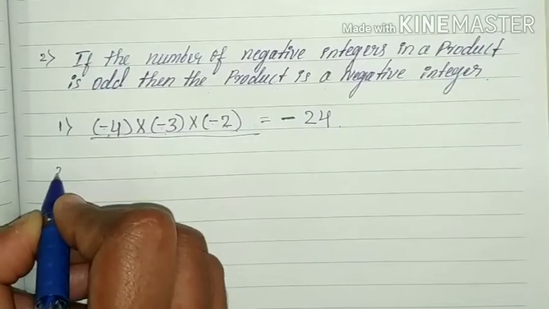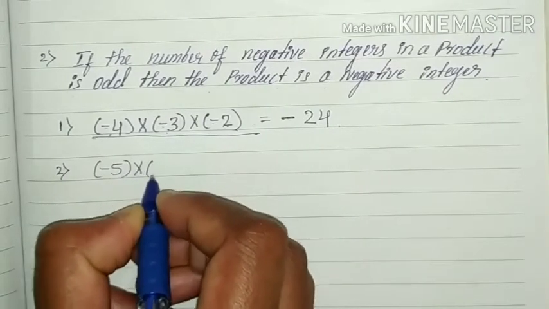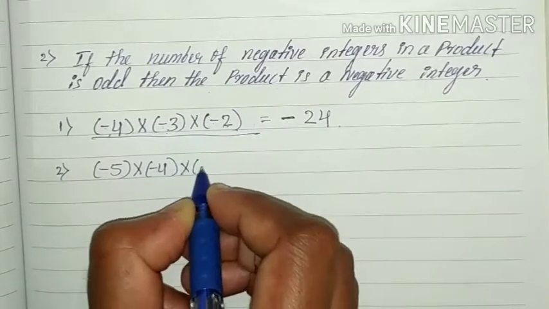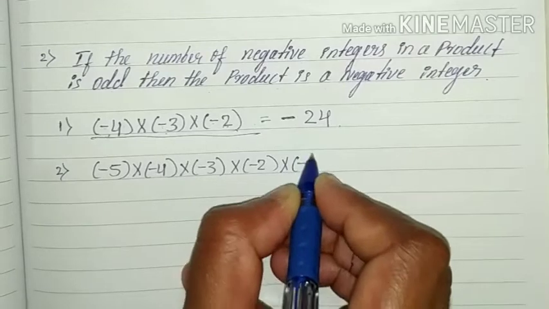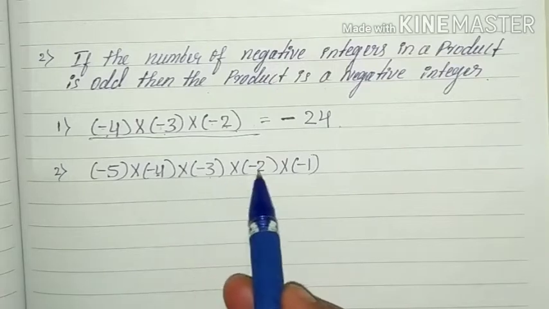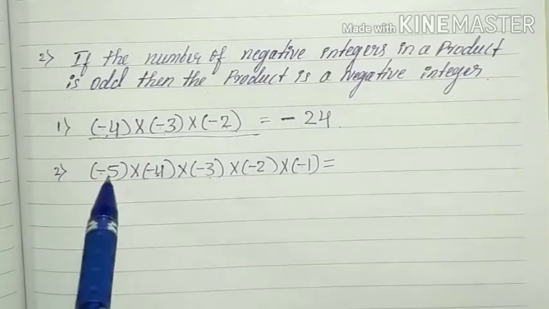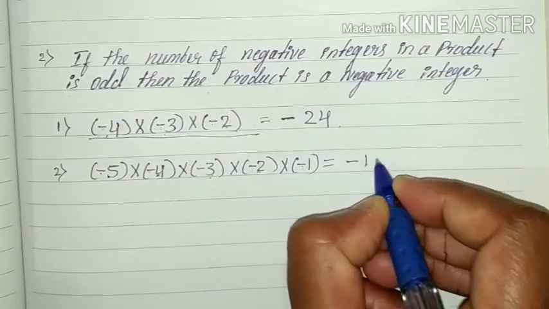Next we'll take another odd example. Minus 5 into minus 4 into minus 3 into minus 2 into minus 1. Here how many negative integers are there? 1, 2, 3, 4, 5. So that is odd. 5 4s are 20, 20 3s are 60, 60 2s are 120. Minus 120. All of you understand the multiplication of integers, right? Okay, let's move on to the next topic, properties of integers under multiplication.